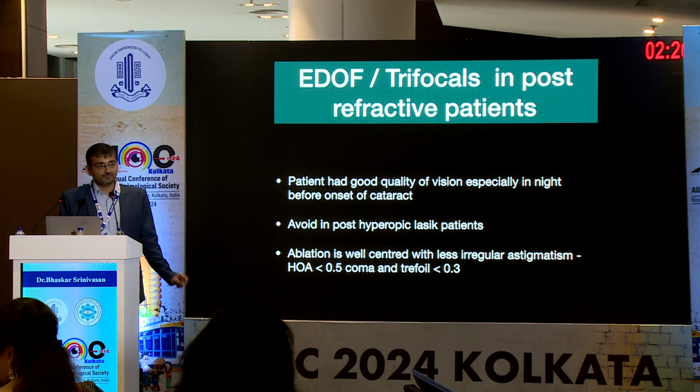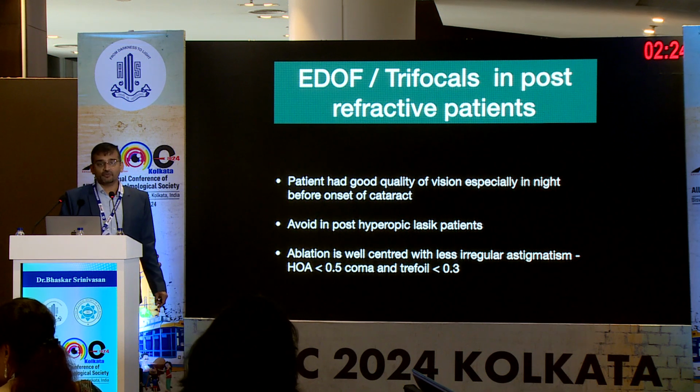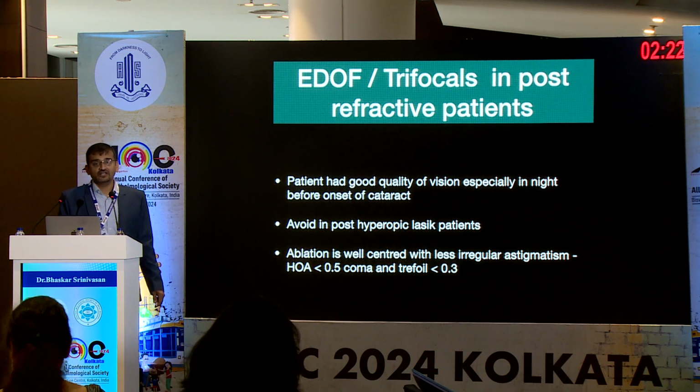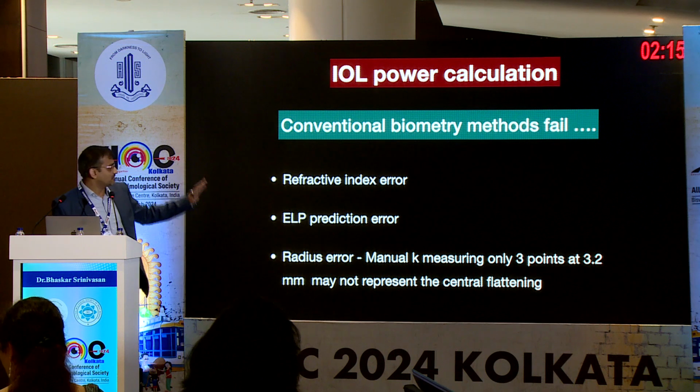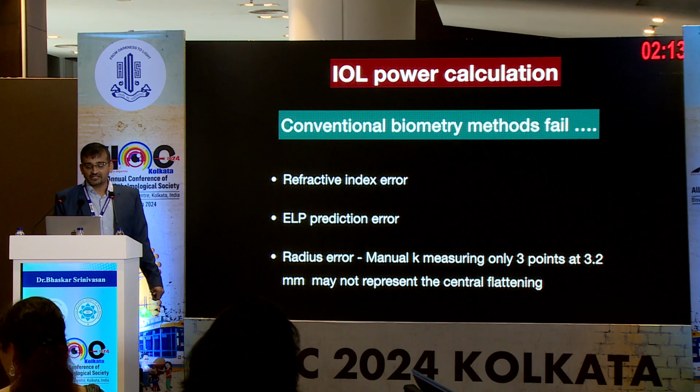We have to check that the ablation is central, higher order aberration is below 0.5, and any coma or trefoil in their absolute value should be below 0.3. IOL power is another big topic, but conventional biometry fails because of multiple errors. I'll not go into details.